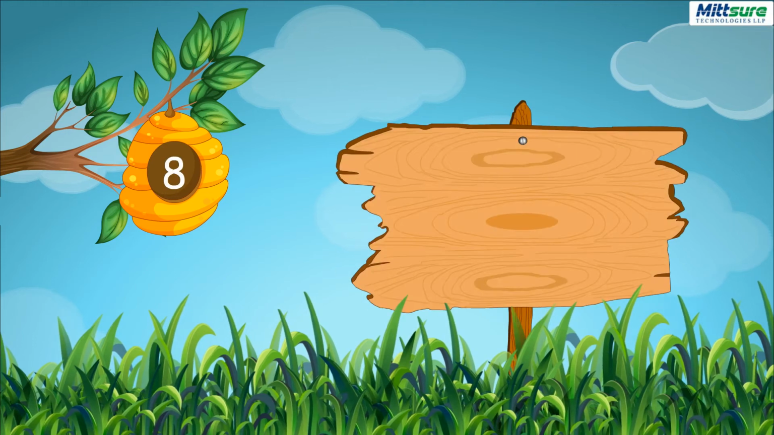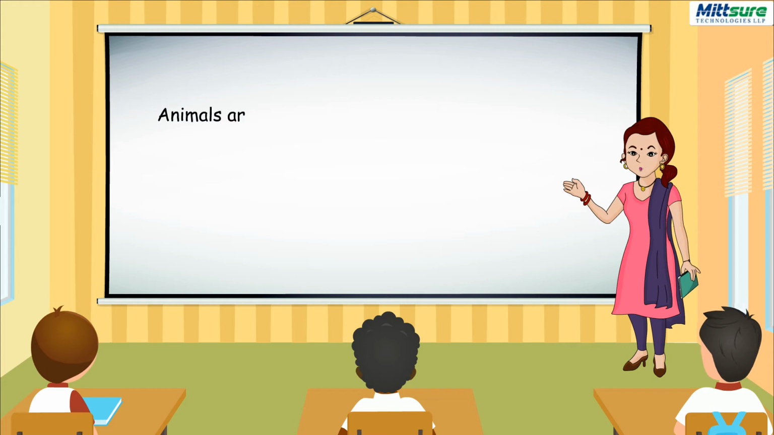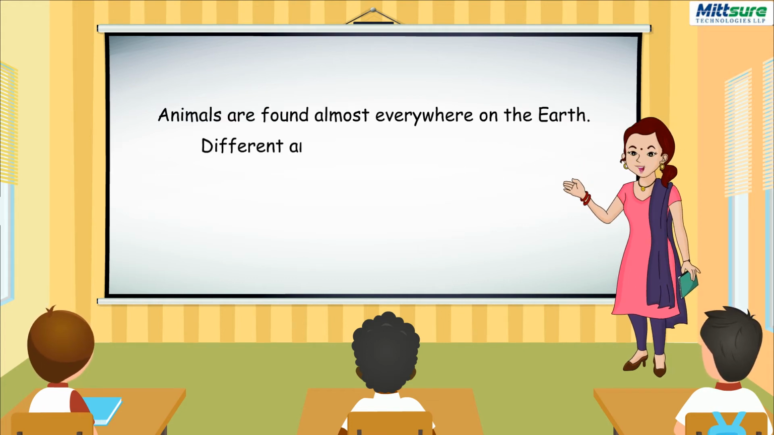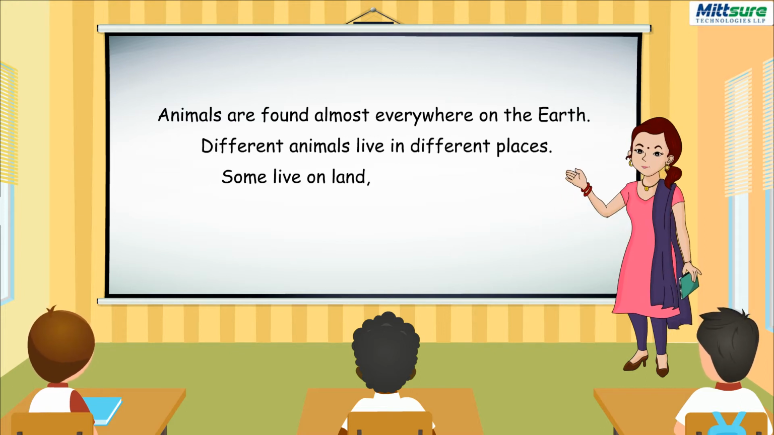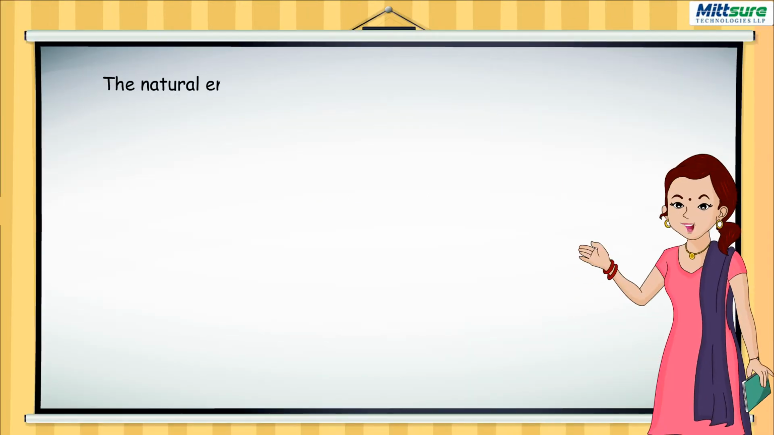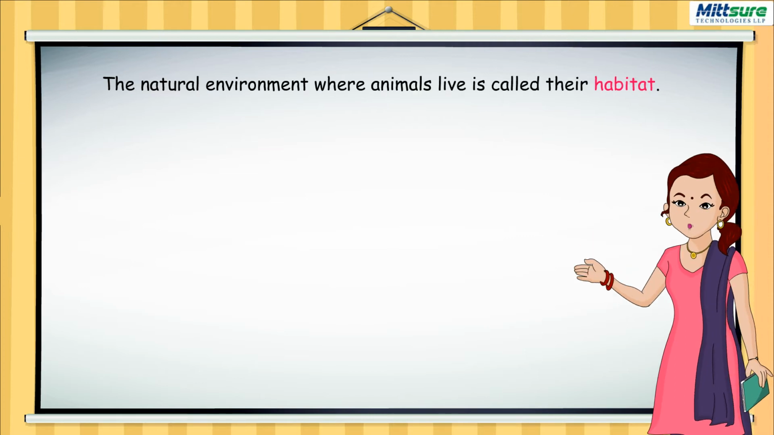Chapter 8. Where Animals Live. Animals are found almost everywhere on the earth. Different animals live in different places. Some live on land, some live in water, and others live on trees. The natural environment where animals live is called their habitat.